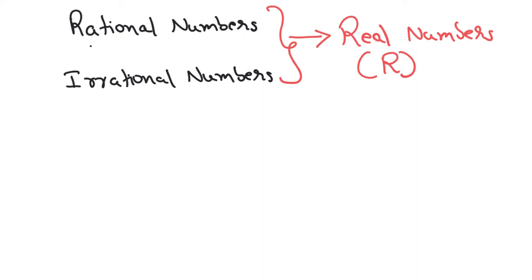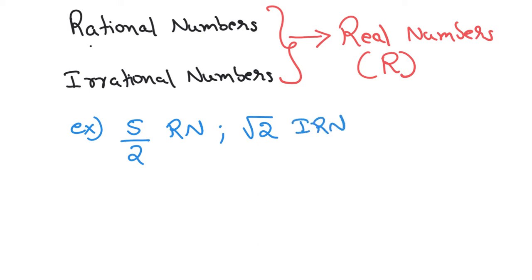Let's take some examples. A quick quiz. Example: 5/2. Is this a rational number or an irrational number? It is a rational number because 5 is an integer and 2 is an integer, and of course 2 is not equal to 0. Very good. Is square root 2 a rational number or an irrational number? It is an irrational number because square root 2 is not an integer.